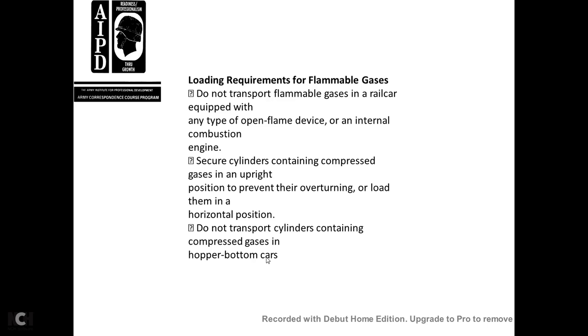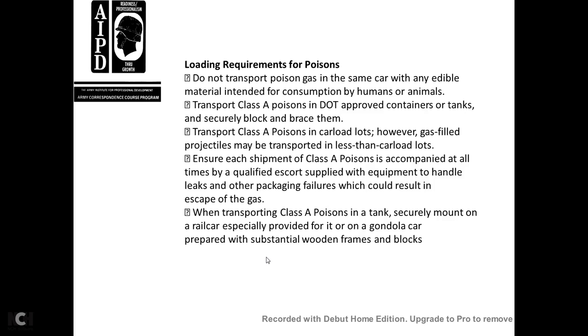Alright, loading requirements for flammable gas. Do not transport flammable gas on a rail car equipped with any type of open flame device or internal combustion engine. Load cylinders containing compressed gas in the upright position, preventing overturning, or load them in the horizontal position. Do not transport cylinders containing compressed gas in hopper bottom cars.